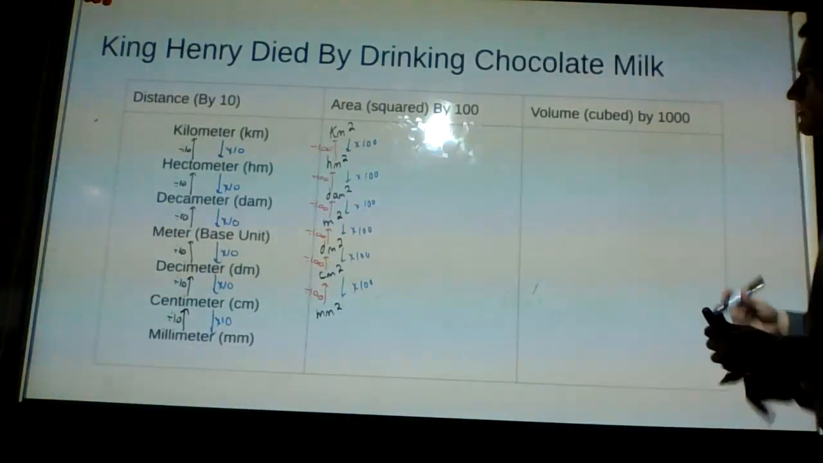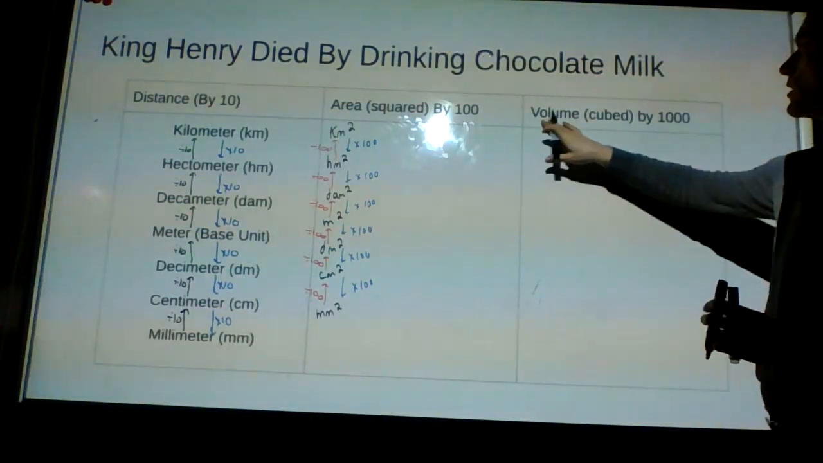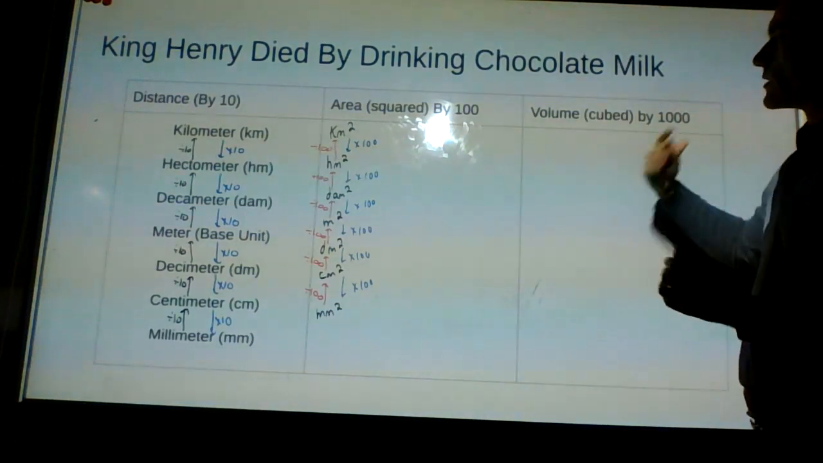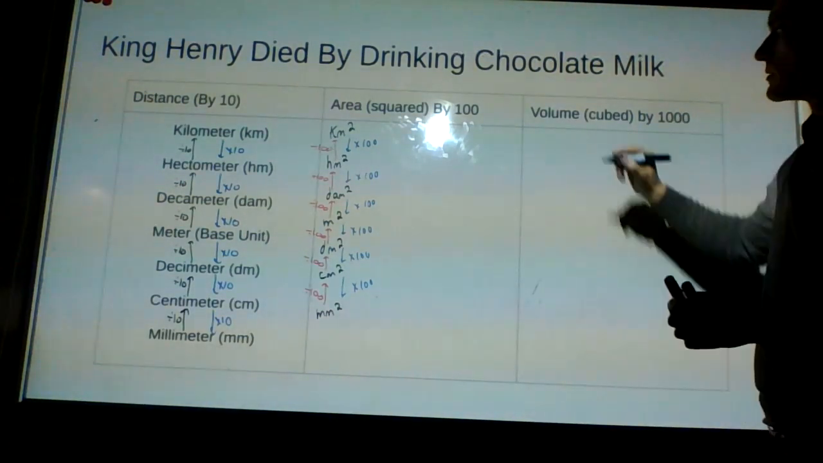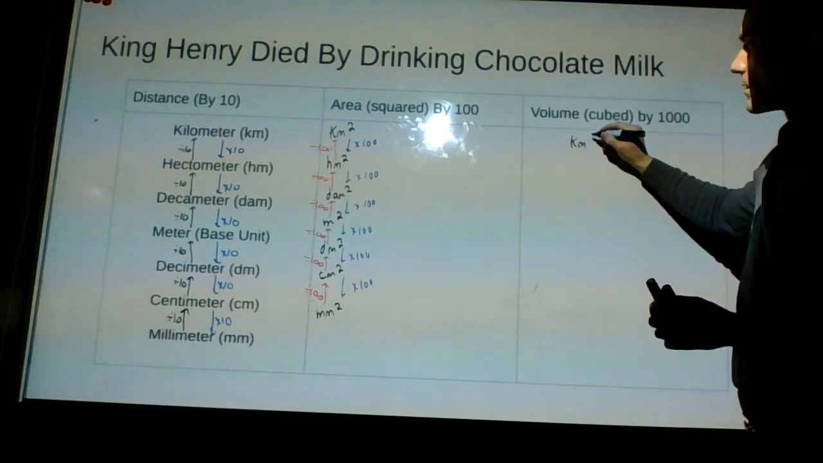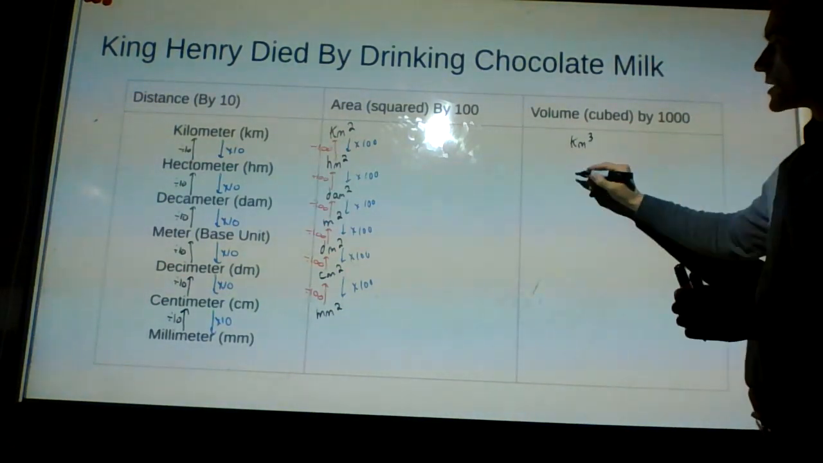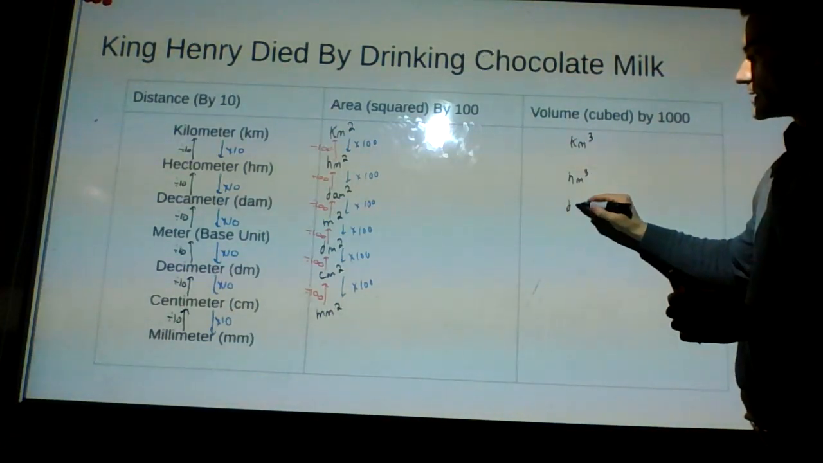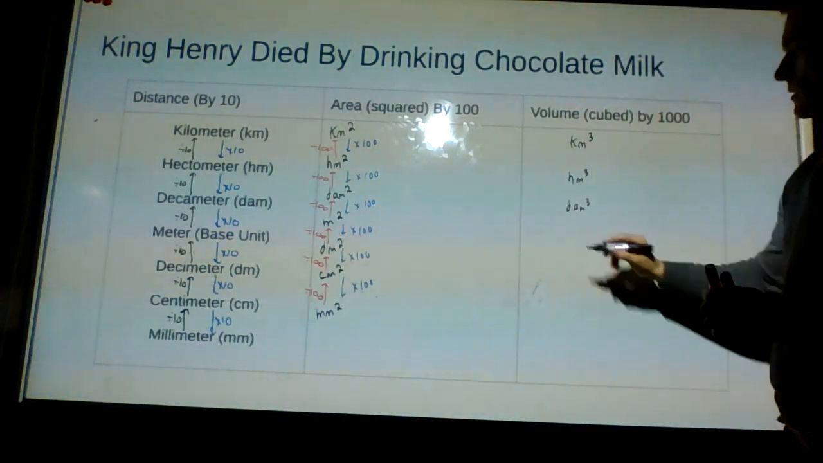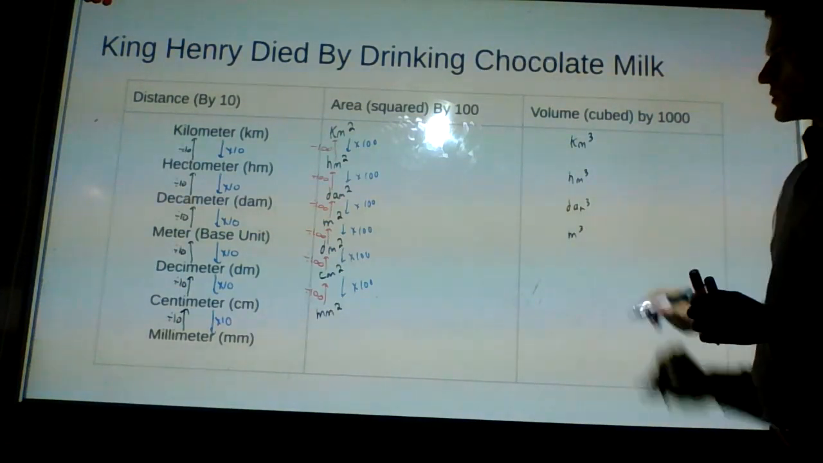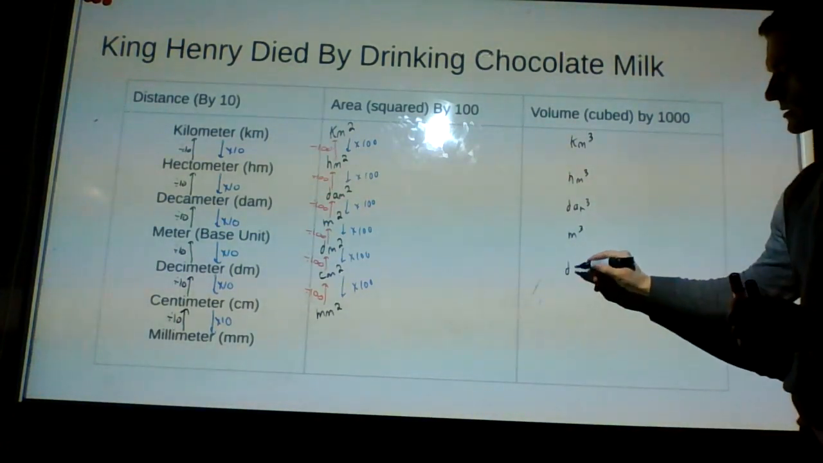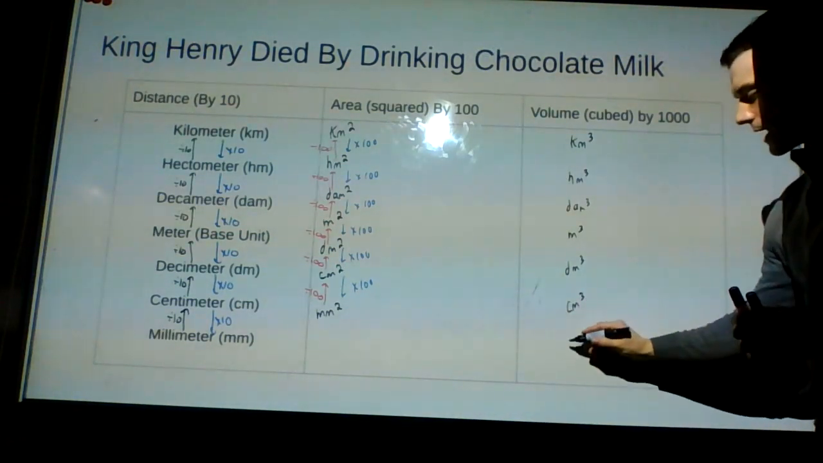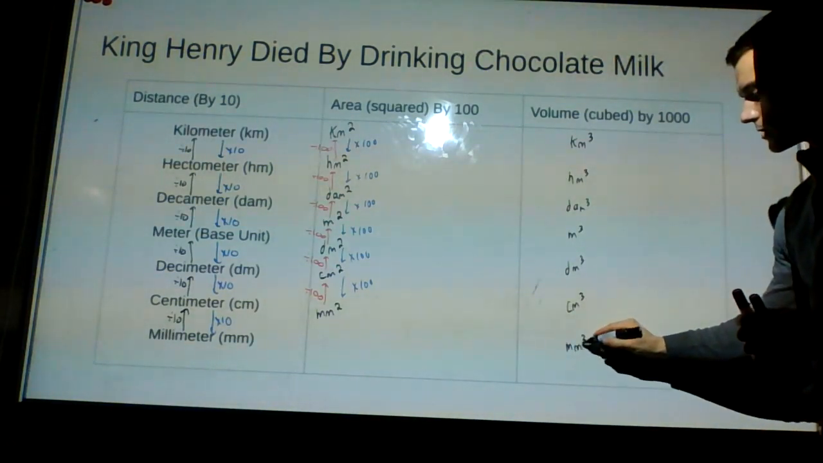And maybe you can guess what's going to happen here. When we convert using volume, if we have 1 cubic kilometer, that would be kilometers cubed. And then underneath that would be hectometers cubed, and then decameters cubed. Next is just meters cubed, then we go down to decimeters cubed, centimeters cubed, and finally millimeters cubed.